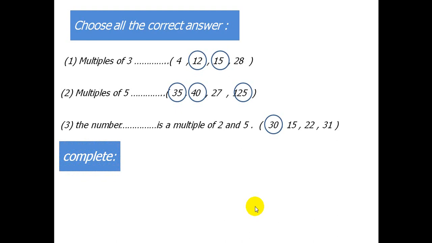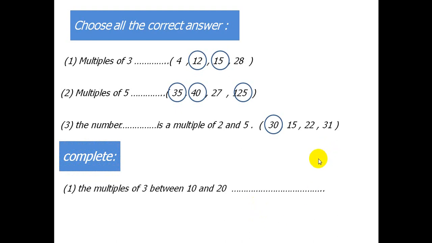Okay, complete. The multiples of 3 between 10 and 20. Look, he gave you a limit. He gave you the beginning and the end. I have here 10 and 20. So can we write 0 as a multiple of 3? No, it's wrong. He said here between 10 and 20.